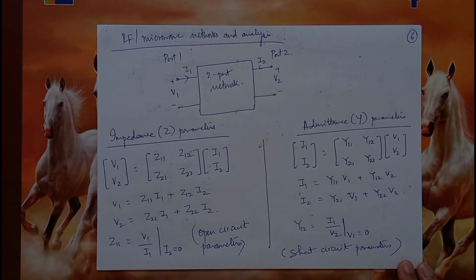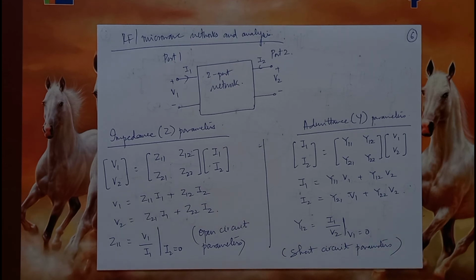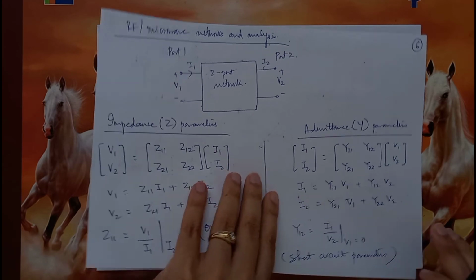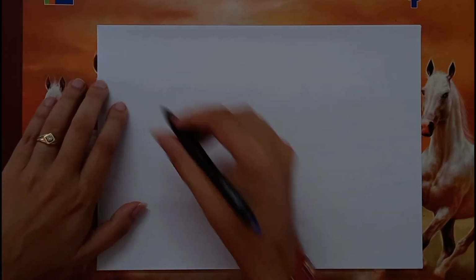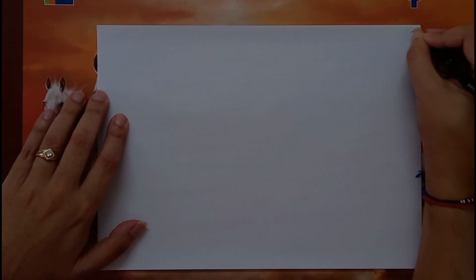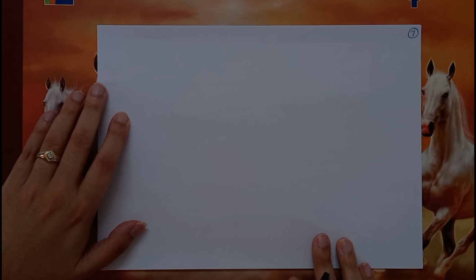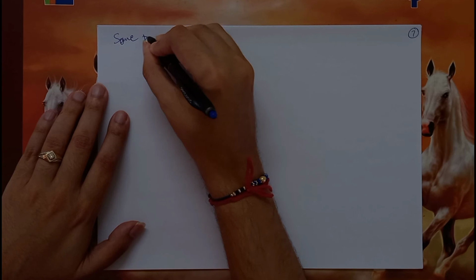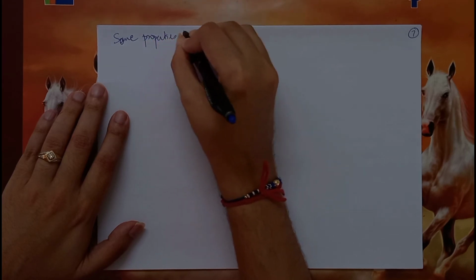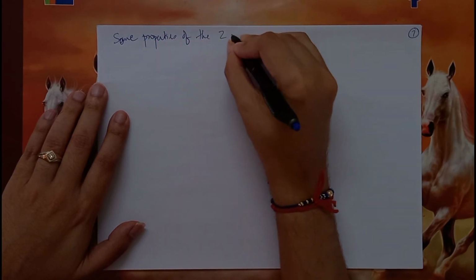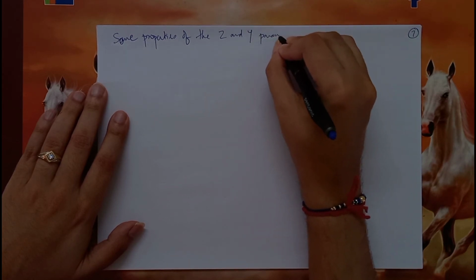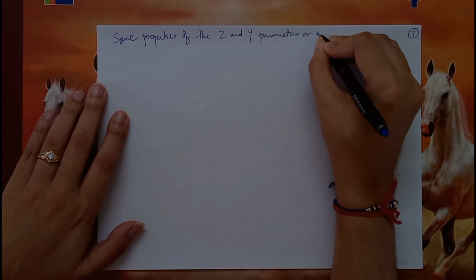Now, this is something you already know. I'll not get into the analysis more because that is something you already know, but rather we will discuss some properties of the Z and Y parameters or matrices.